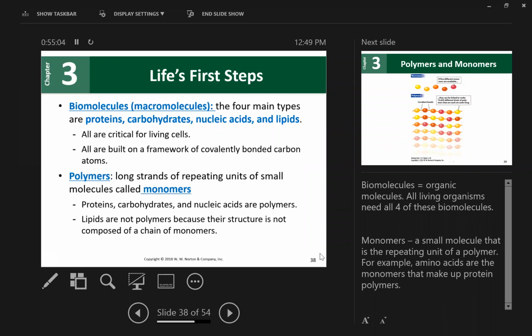The polymers are the whole chain of beads put together. Proteins, carbohydrates, and nucleic acids are all polymers. They're all made up of individual monomers. Lipids, however, are not polymers because their structure is not composed of a chain of monomers. We will get to what lipids are formed from in a moment. So it's very important to understand that proteins, carbohydrates, and nucleic acids share the same structure of monomers creating polymers, or long strands. Lipids do not.